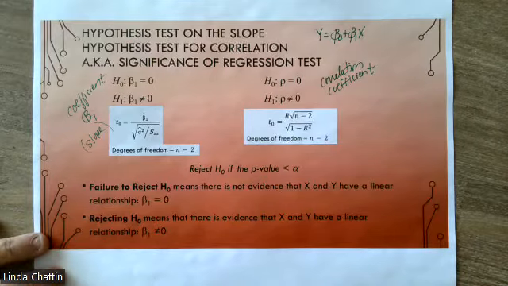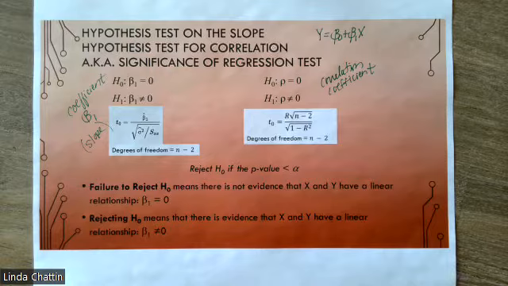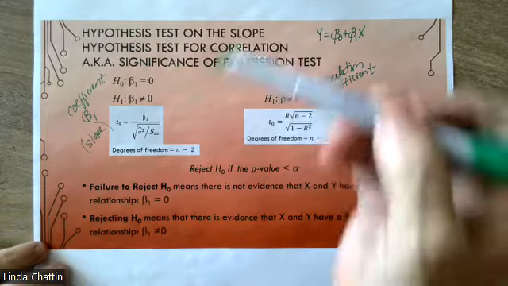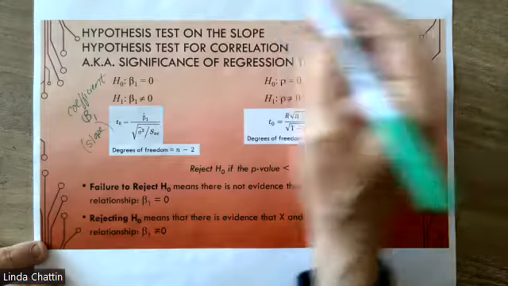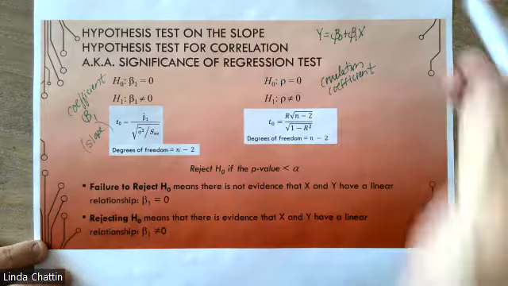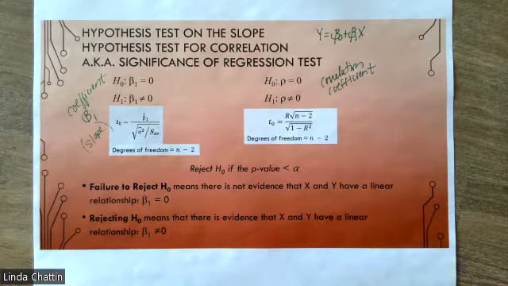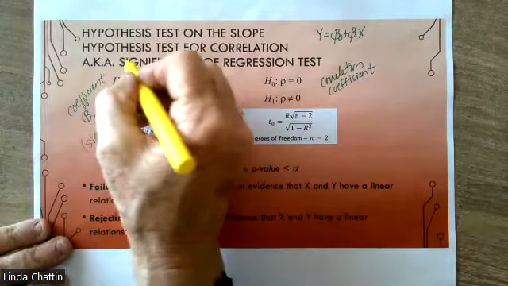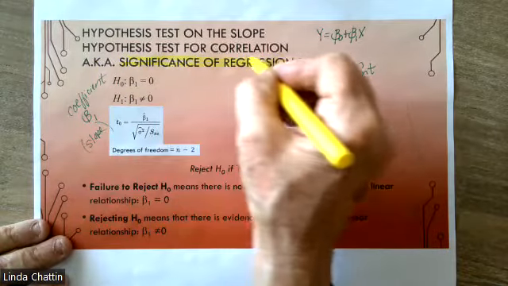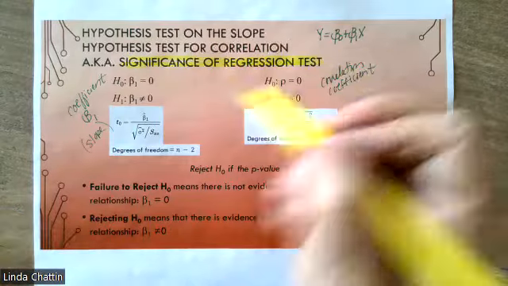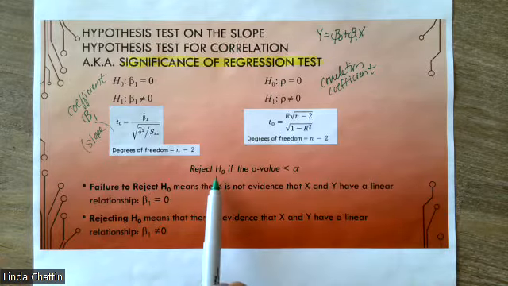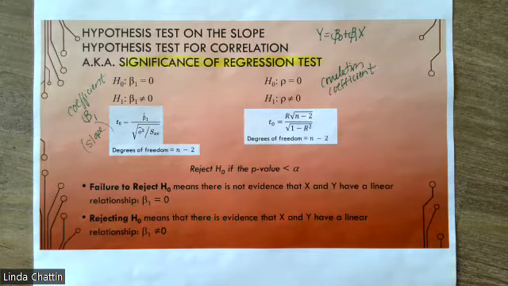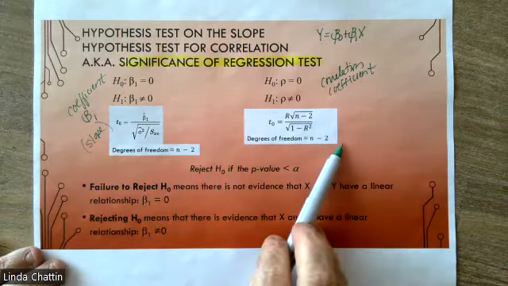Now, just know this is only good for simple linear regression. A hypothesis test on the slope and a hypothesis test on the correlation are both called a significance of regression test. We can only say that these two hypothesis tests are the significance of regression test for a simple linear model. You'll see what I mean when I get into multiple linear regression in chapter 12. Just like with any other hypothesis test, we're going to reject the null if my p-value is less than alpha.